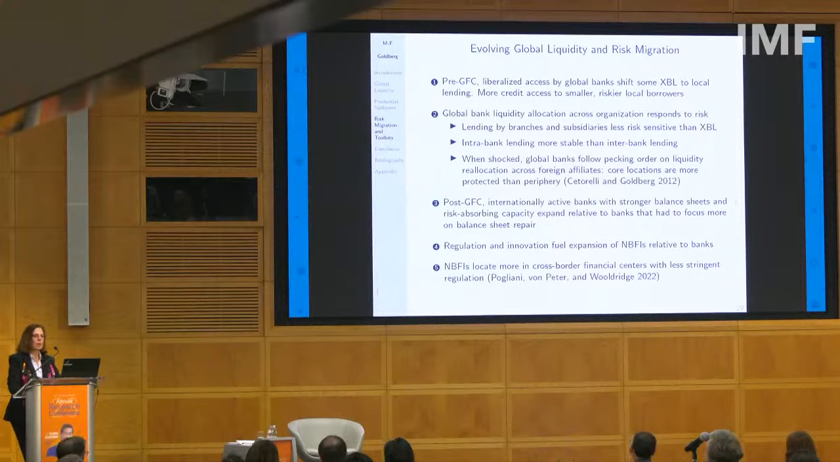Recent work by Pamela Pogliani, Guts van Peter, and Phil Wooldridge finds that NBFIs now account for the largest share of intermediation via cross-border financial centers. They locate more in these financial centers that have less stringent regulation. Funds are channeled across borders via entities with a minimal physical presence, such as booking offices, special purpose entities, and shell companies. So let's go to the toolkits.